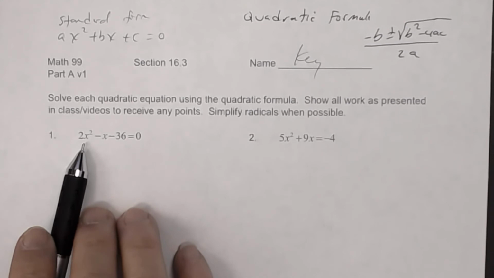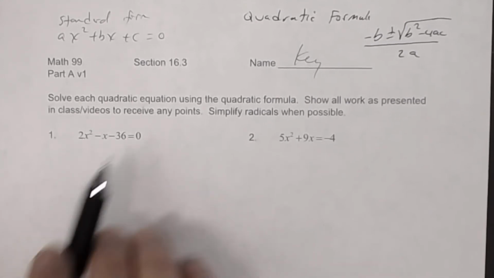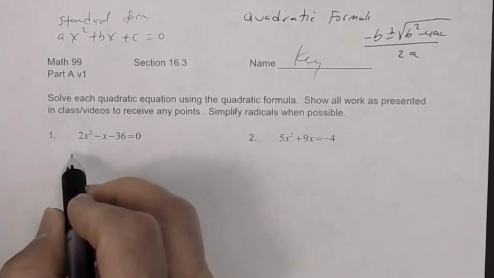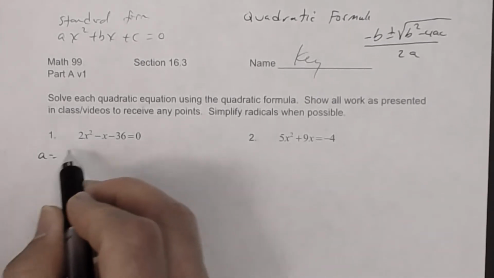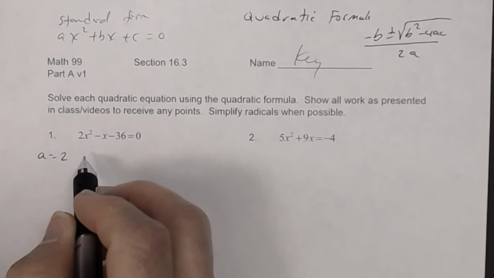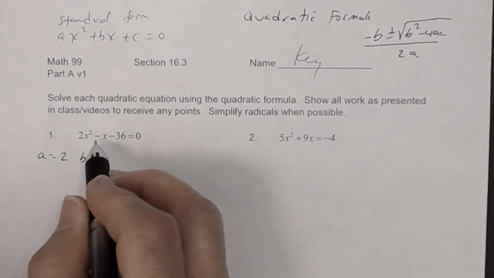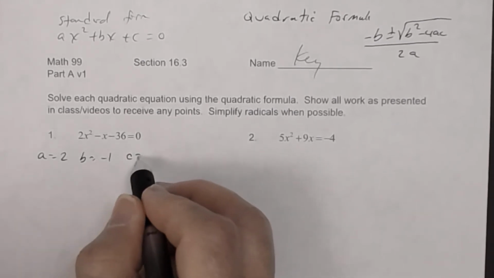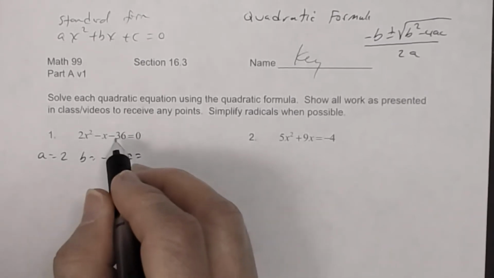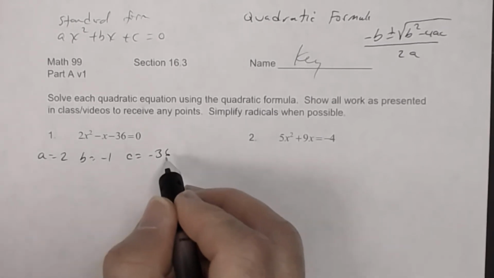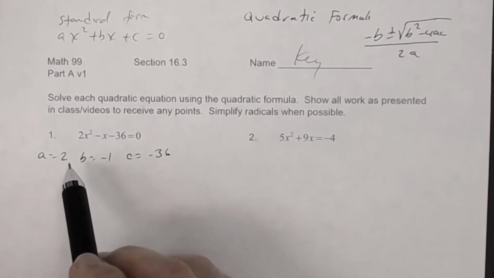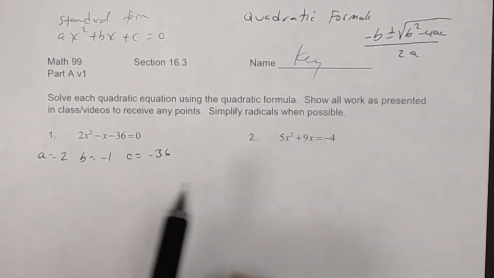Notice all the terms are on one side, and zero is on the other. So what you may want to do first is denote what a, b, and c are. a is 2, the coefficient of x squared. b is the coefficient of x. Now, it's a -1, so don't say +1 yet. You have to keep the sign, -1. And c is your constant, which is -36. And then all you do is take these values for those letters and substitute into your formula.